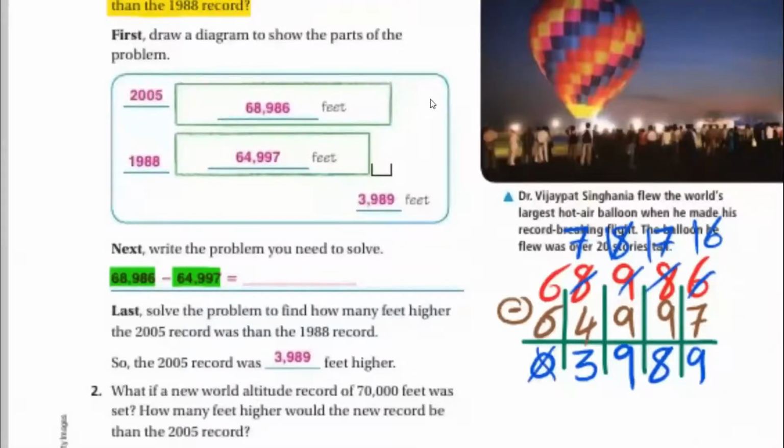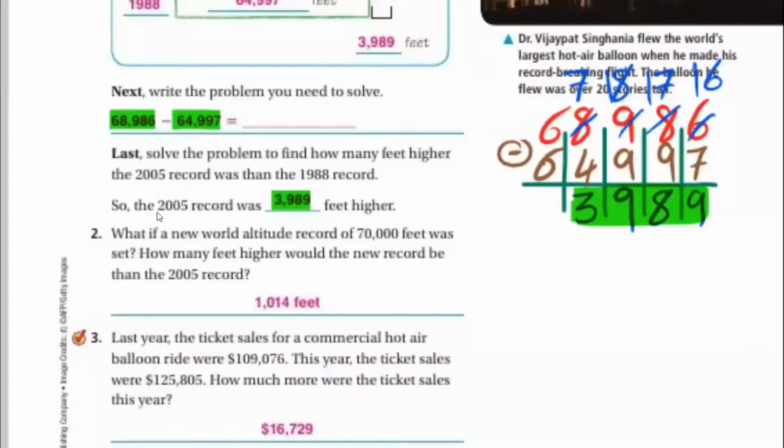We can cancel it and erase it because 0 on the left has no meaning. Okay, so our answer here will be 3,989, like that. Okay, let's see the next question.